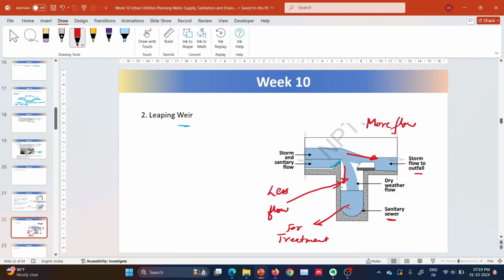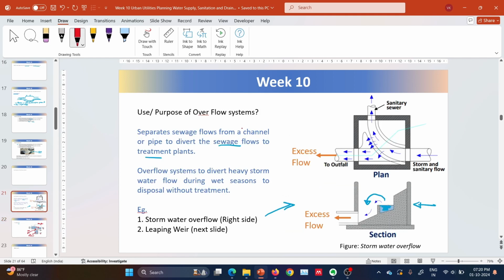These are the ways with the help of which we can remove the excess water. One is the leaping weir and another one is the stormwater overflow. So this is the plan and this is the section. From the section we can see.